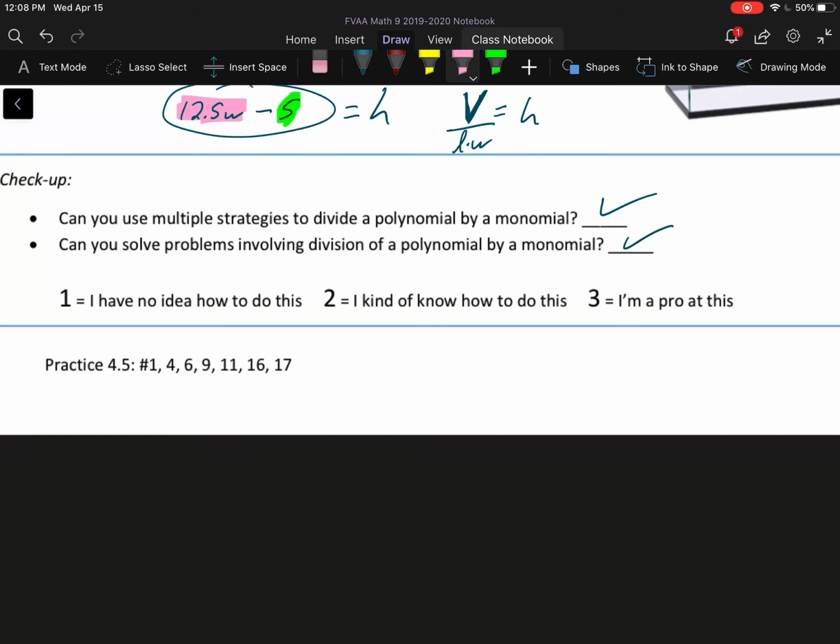If you're in my class at this point, you should be working on this assignment here from your textbooks, section 4.5, which is the last section of this chapter. So expect the test to come up shortly.